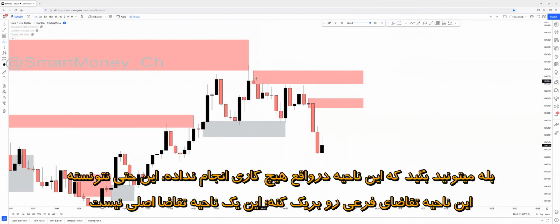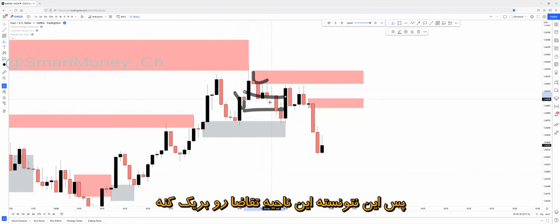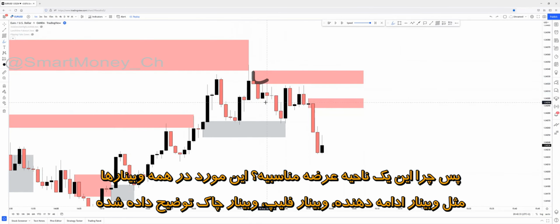You can say that this zone has created nothing. This zone couldn't even break below this sub-demand zone, because this isn't the real demand zone. This zone couldn't even break below this demand zone right here. So why is it the right supply zone in this case? Because it has been explained in the cancellation webinar, in the flip webinar, in the character changing webinar.